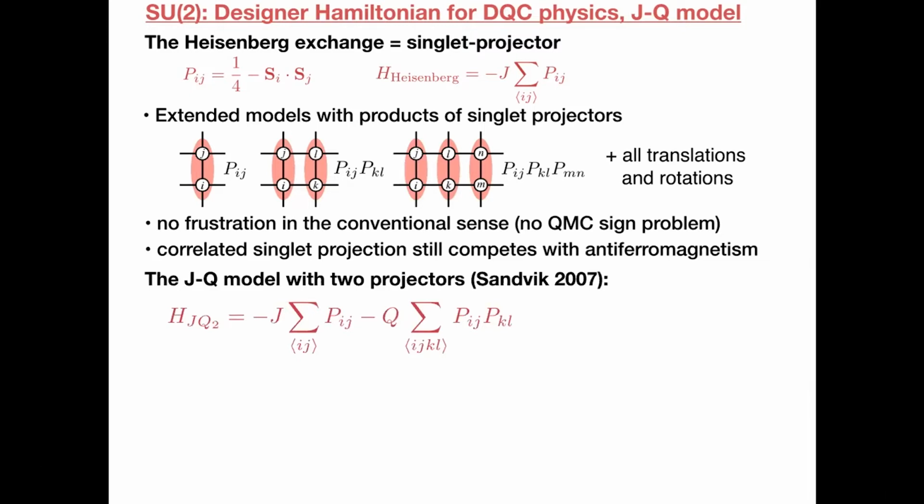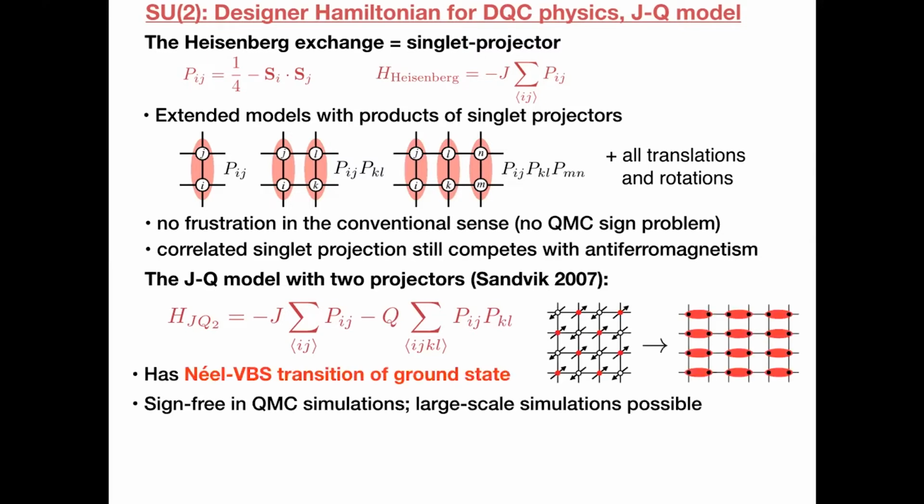The first version of the model that I studied was what we sometimes now call the JQ2 model, because it has two of the singlet projectors in the Q terms. It turns out that this model indeed does have, as you turn up this interaction Q, a transition between these two kinds of states. Now, there are many versions of these JQ models. It's really a whole family of models, and I will mention a few more.